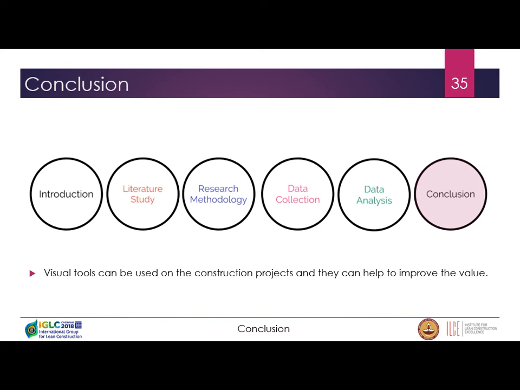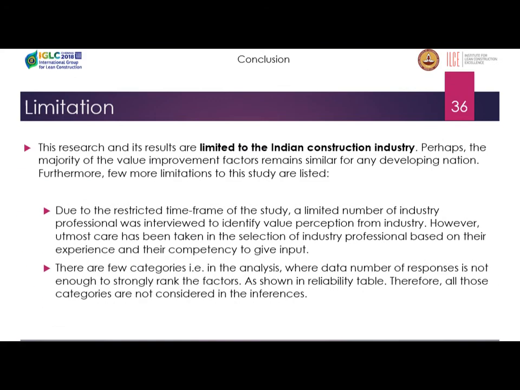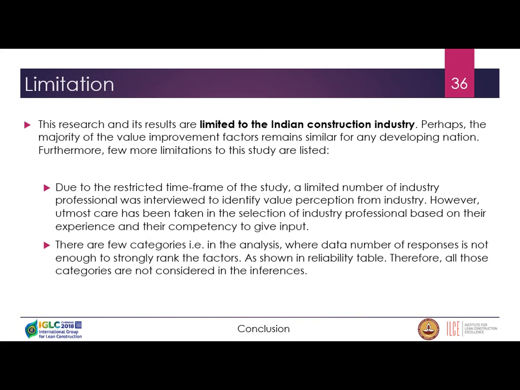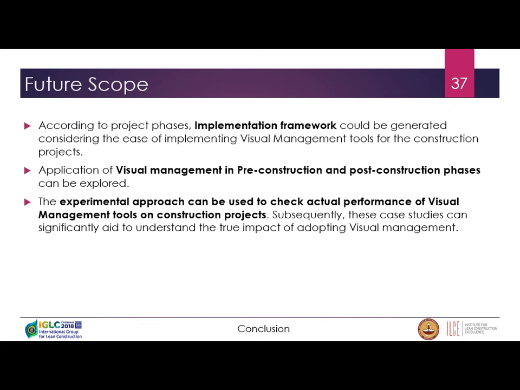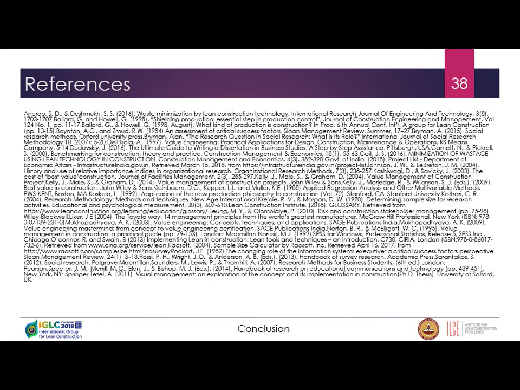So the hypothesis which I stated earlier stands true. Overall, the factors would generally be similar across the globe, but as the data was collected only in India, it is limited to the Indian construction industry. The future scope is that an implementation framework can be obtained from these, and visual management in pre-construction and post-construction can be explored further. Also, these tools can actually be used on the construction project site, and value can be measured before and after using the tools, as an experimental approach. And these are the references. Thank you.